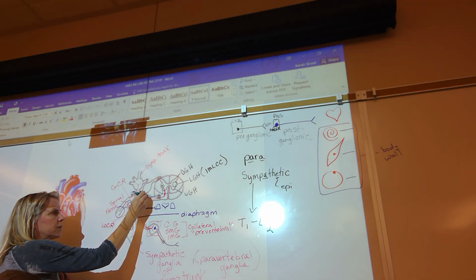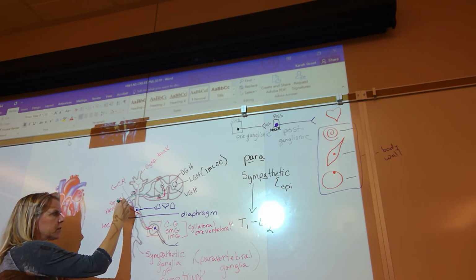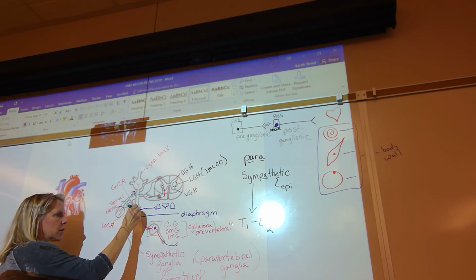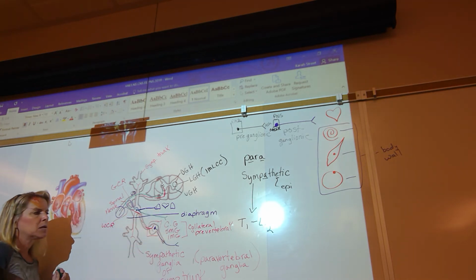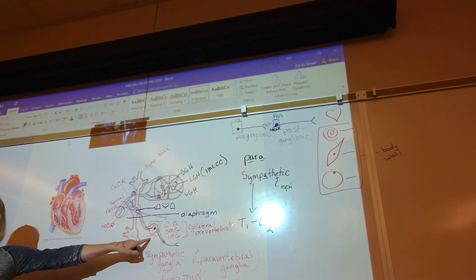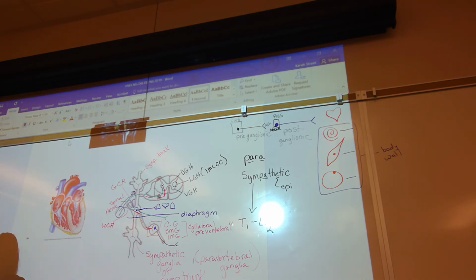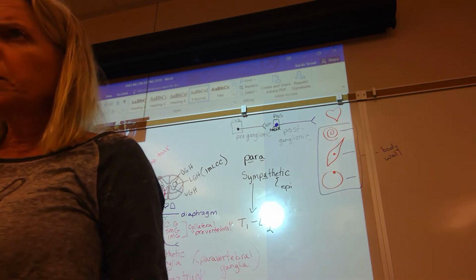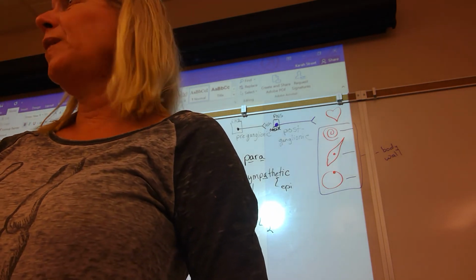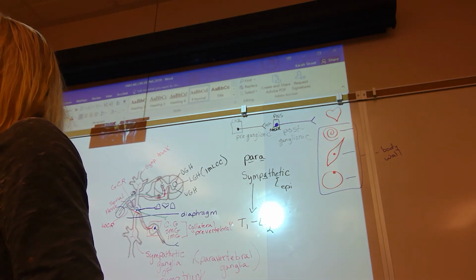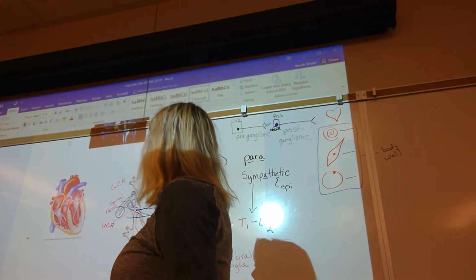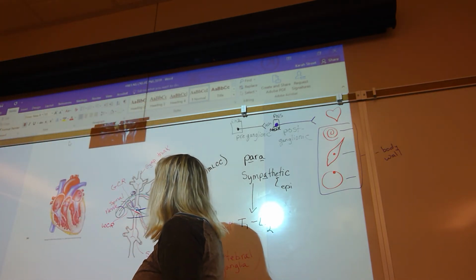Exits through a ventral root, enters the spinal nerve, goes below the diaphragm, but did not go to this ganglion. This is going to the adrenal medulla. The adrenal medulla is the middle part of your adrenal glands. This is where most of the epinephrine is released when you're having a fight or flight response. This is why we say I'm having an adrenaline rush. Does that make sense? So this will terminate on the adrenal medulla.